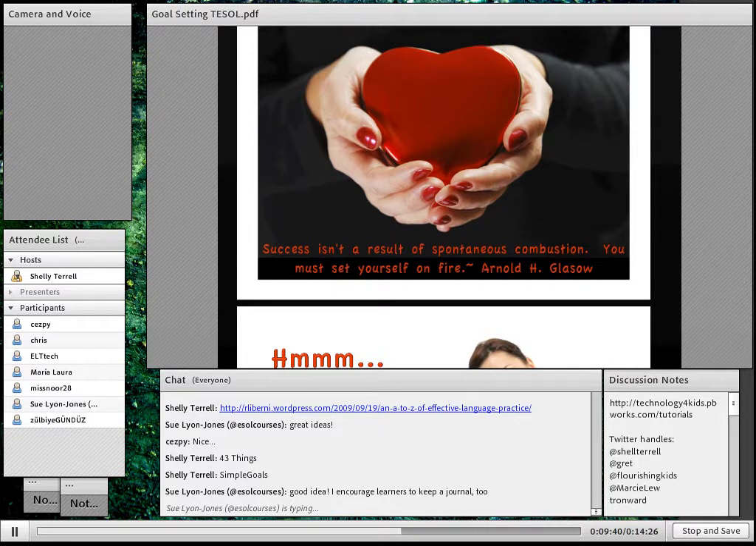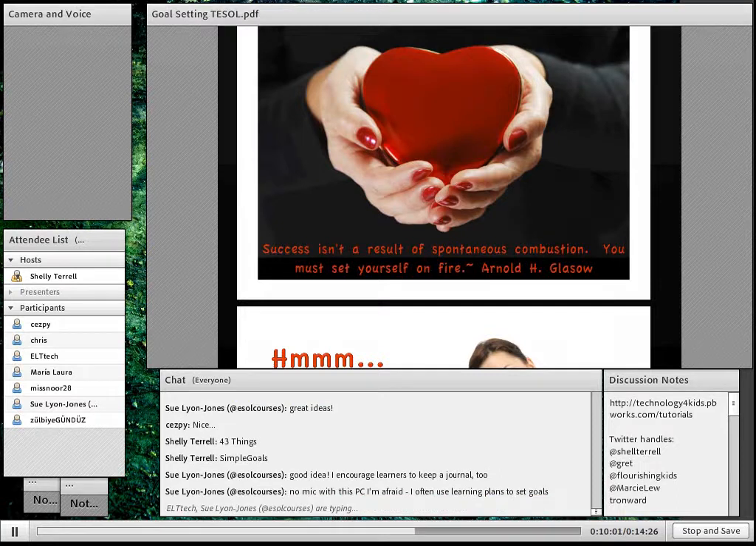So if you would like to talk about a good resource or a way that you get students to do goal setting, you can either type it in the chat box or you can share it with voice too. And please feel free, any blog posts, any website, anything that you want to add as far as a link or anything like that, you're more than welcome to add.